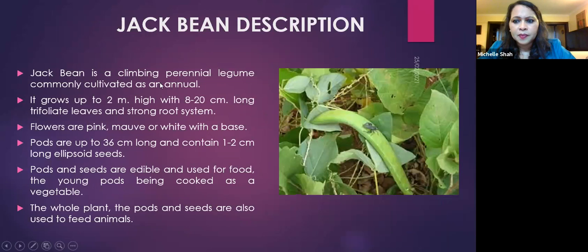And it is described also as a climbing perennial, and it grows to 2 meters high with 8 to 20 centimeters long trifoliate leaves and strong root system. Flowers are pink as shown in the picture above, and they may be mauve or white as well at the base. Pods are 36 centimeters long, containing 1 to 2 centimeters long ellipsoidal seeds. And pods and seeds are edible and used for food, the young pods being cooked as vegetable. And the whole plant, the pods and seeds are also used to feed animals.